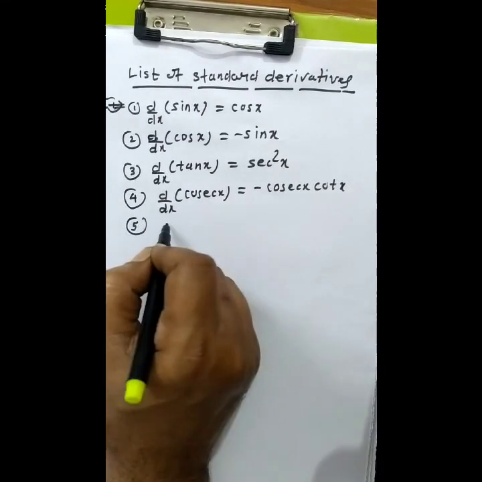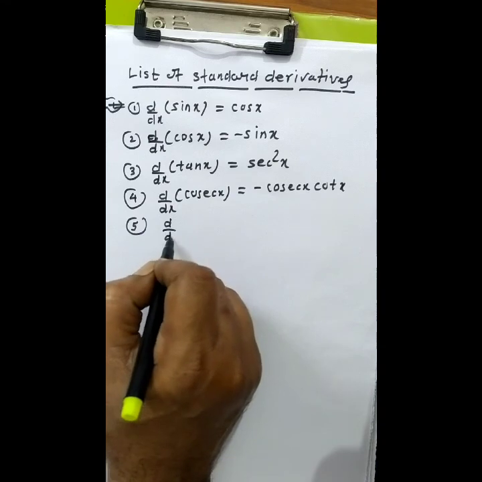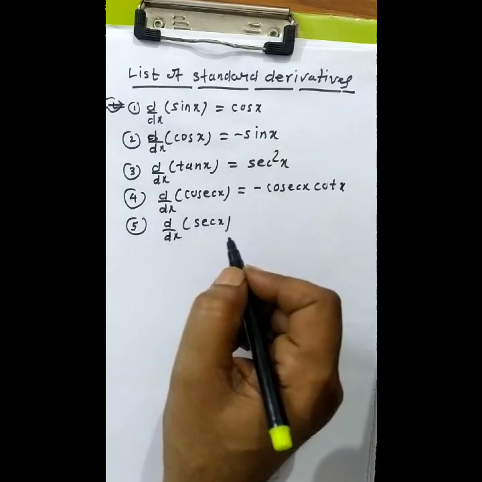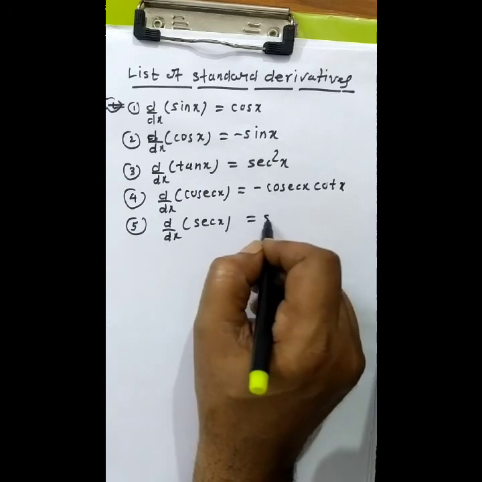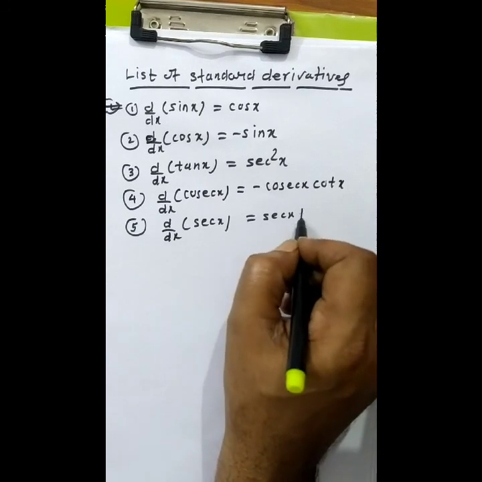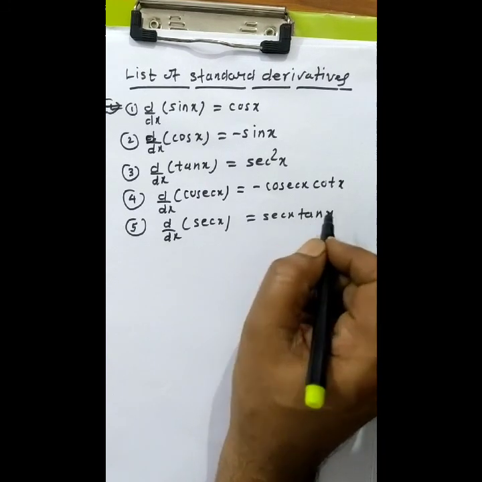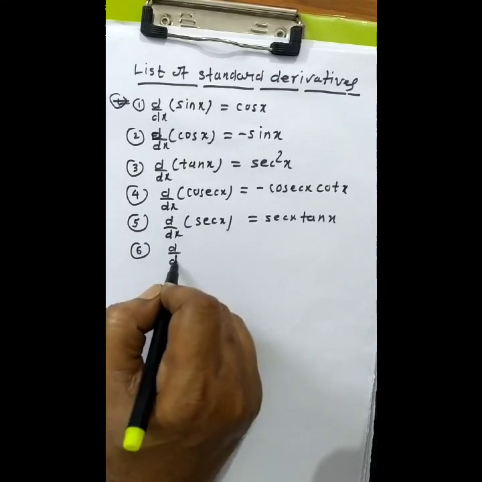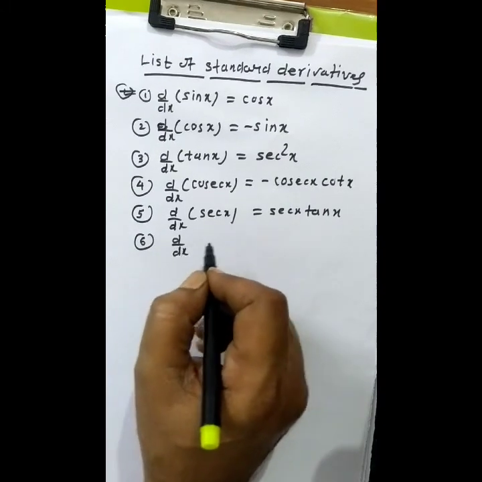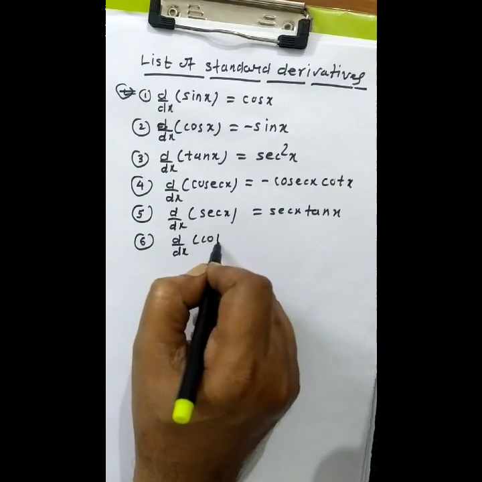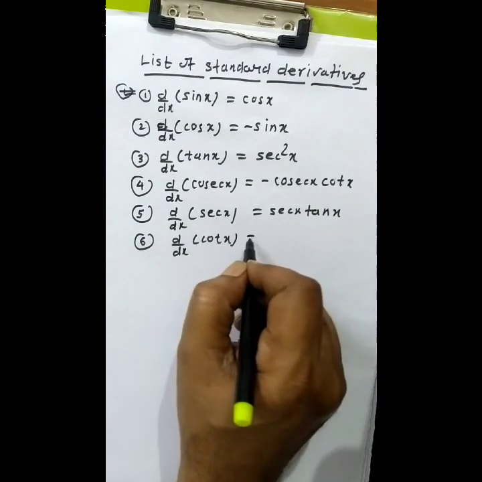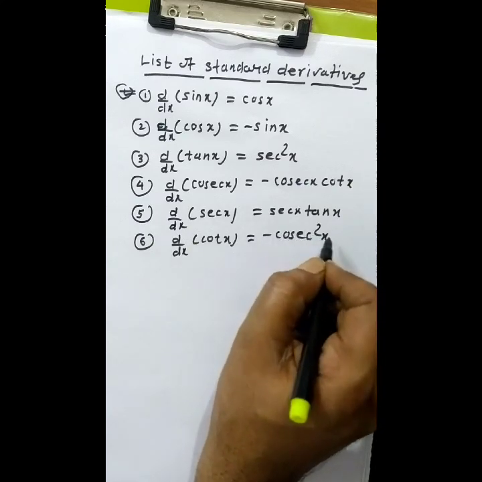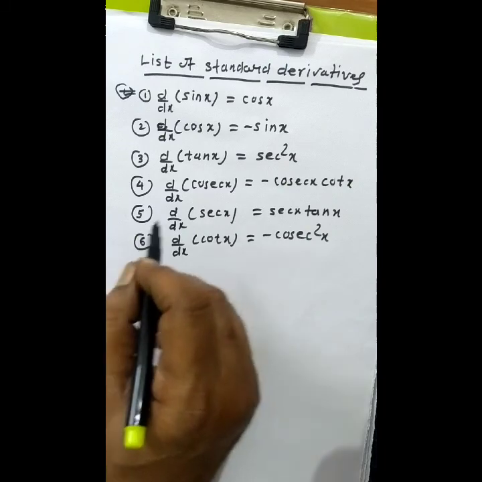Next is d by dx of sec x. Derivative of sec x is sec x into tan x. Next function is d by dx of cot x. Derivative of cot x is minus cosec square x. So these are the 6 trigonometric functions.